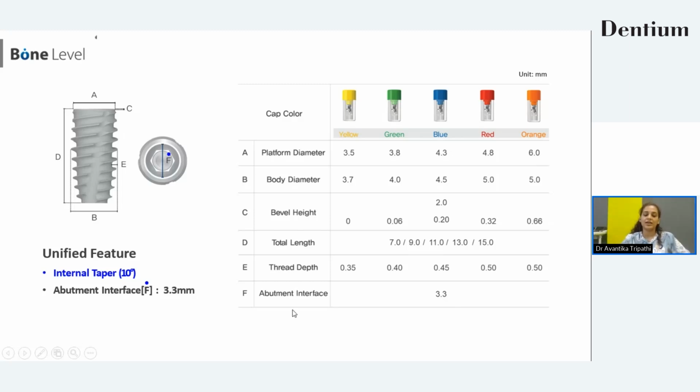It has different lengths available: 7, 9, 11, 13, and 15 mm. In the 7 mm implant variant, it has a bevel of 2 mm which is polished, and the remaining 5 mm of the implant is treated with a rough surface. It has a good thread depth, which allows a good amount of bone to adhere to the surface of the fixture and provides a good amount of osseointegration.